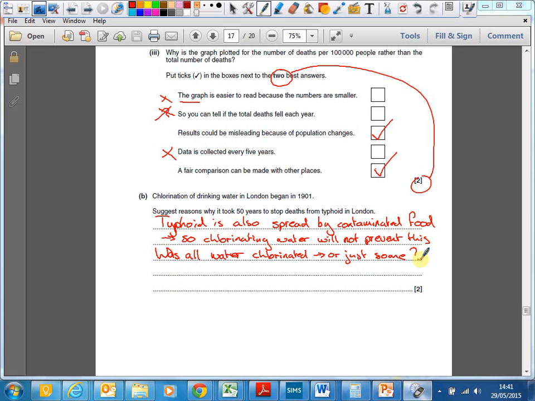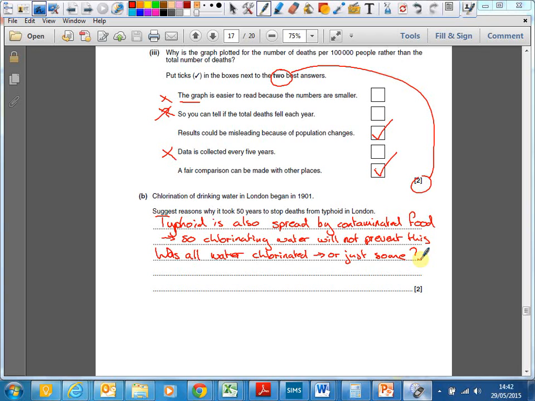And you might want to then talk about, well, what if there was a well? Did they chlorinate the well? No, they didn't. They chlorinated the mains water. But did every house have mains water? No, not in 1901. So where did they get their water from? They got it from a well down the road, like Mr. Biggs.